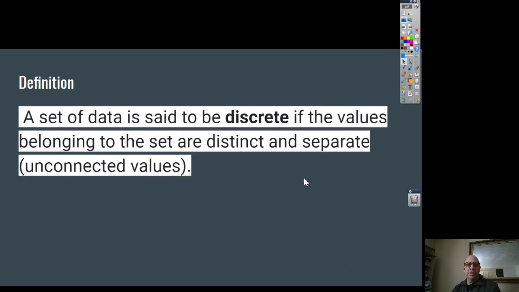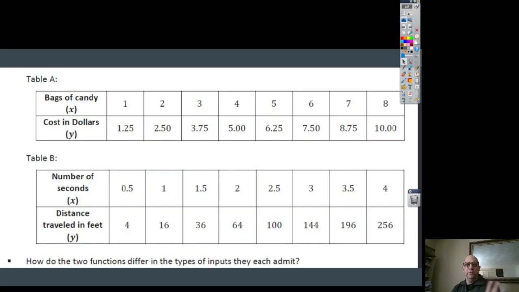So a set of data is said to be discrete if the values belonging to the set of data are distinct and separate. They're not connected. And you're going, what are you talking about, Mr. Murphy? I don't know this discrete data. This is the way it works.